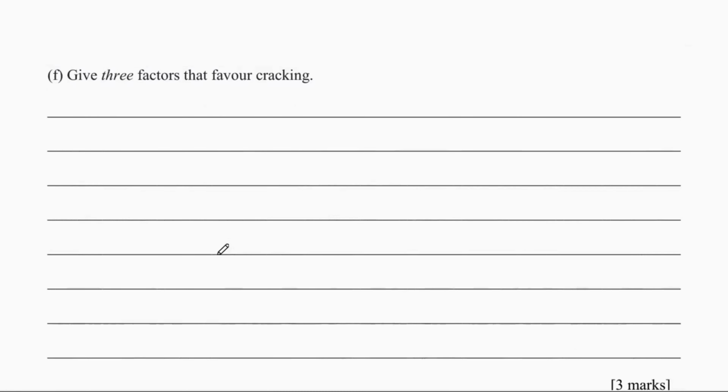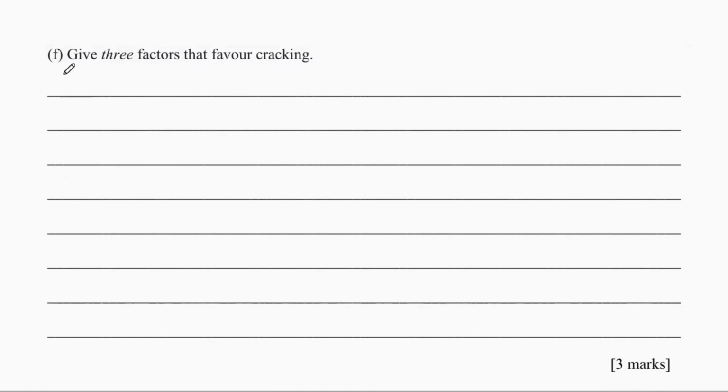Now the next question says, say three factors that favor cracking. Cracking has to do with breaking down larger molecules into smaller molecules through the use of heat. So three factors that would favor this process would be high temperature, because we are talking about the use of heat, high temperature. Cracking doesn't only use heat, it also makes use of a catalyst. Catalyst also would favor cracking. And lastly, low pressure.